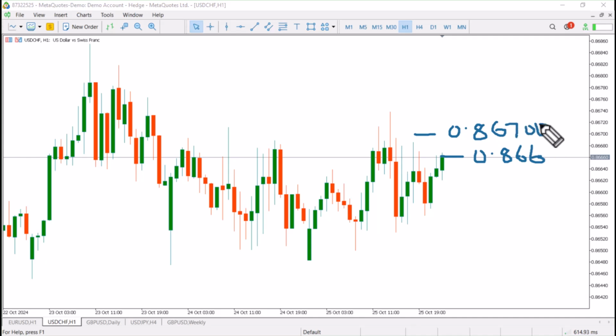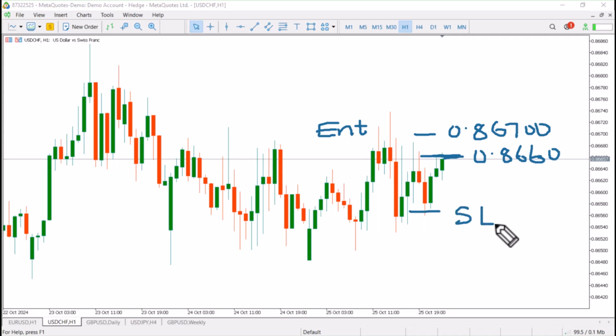0.867 is greater than 0.8600. So an order you can use to buy at a higher price than the market price is buy stop. Now our entry will be at a higher price level. This is the current market price, and our stop loss will be below and our take profit will be above.